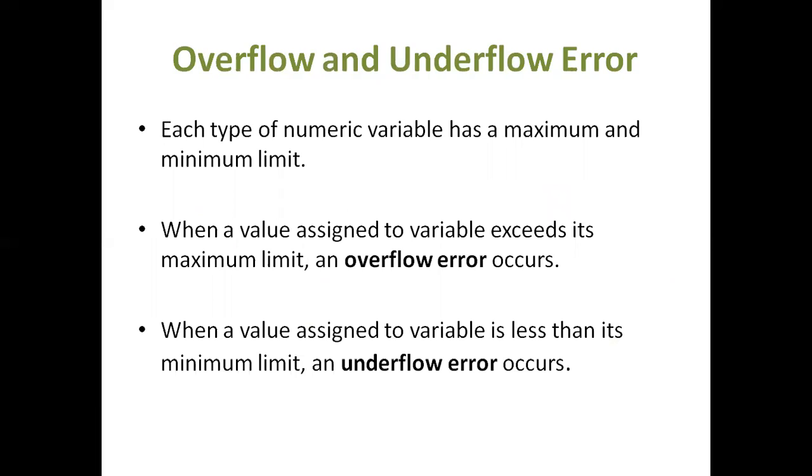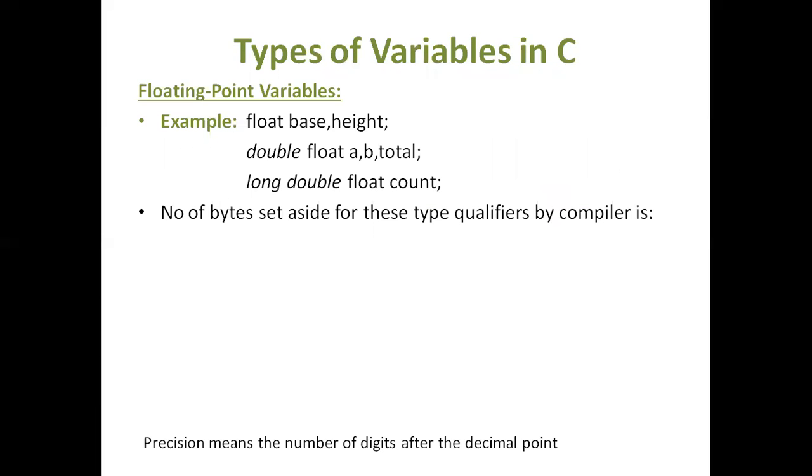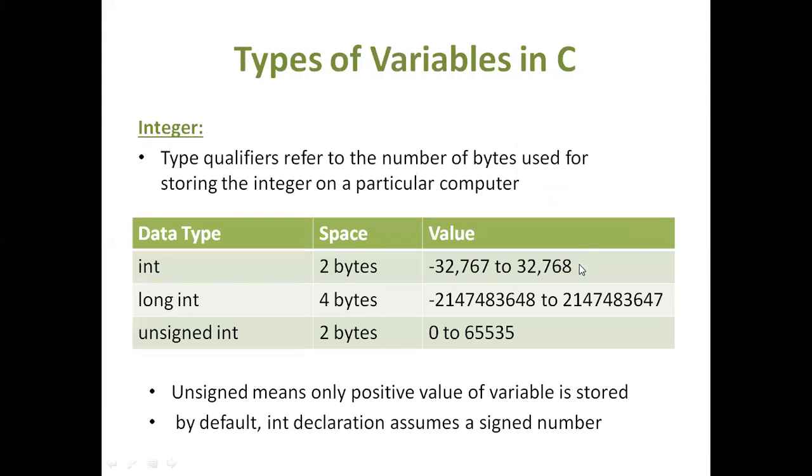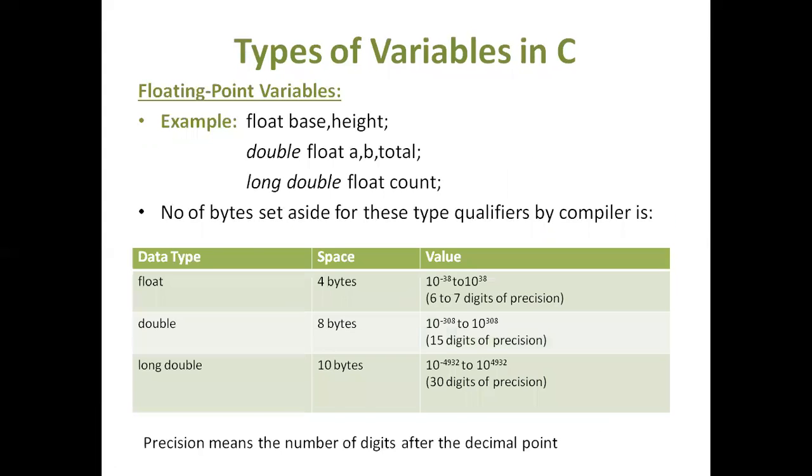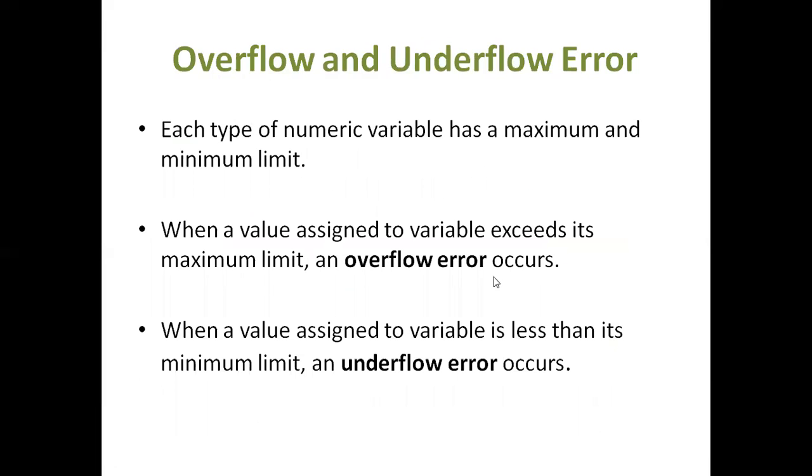Now we will come to the types of error. Each type of numeric variable has a maximum and minimum limit. So when a value assigned to the variable exceeds its maximum limit, an overflow error occurs. I'll take you to the previous slide. You can see that the maximum value for the integer is 32,768. If I store 35,000 in the integer, what will be the result? It will give me an error, and the error will be an overflow error. Similarly, if I try to store a negative number in an unsigned integer, it will again give me an error, an underflow error. That is, when a value assigned to the variable is less than its minimum value, an underflow error occurs.